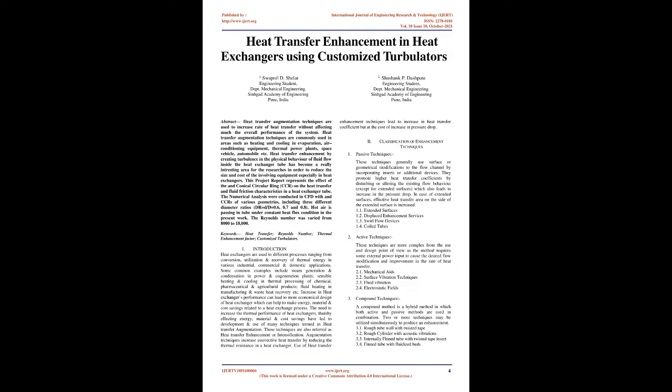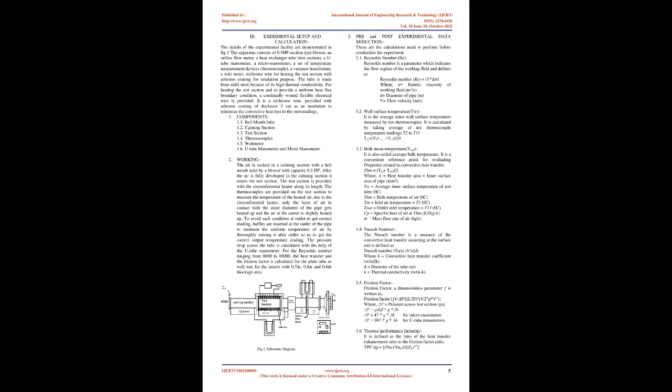2. Classification of enhancement techniques. 1. Passive techniques. 1.1 Extended surfaces. 1.2 Displaced enhancement surfaces. 1.3 Swirl flow devices. 1.4 Coiled tubes. These techniques generally use surface or geometrical modifications to the flow channel by incorporating inserts or additional devices. They promote higher heat transfer coefficients by disturbing or altering the existing flow behavior, except for extended surfaces, which also leads to increase in the pressure drop. In case of extended surfaces, effective heat transfer area on the side of the extended surface is increased.